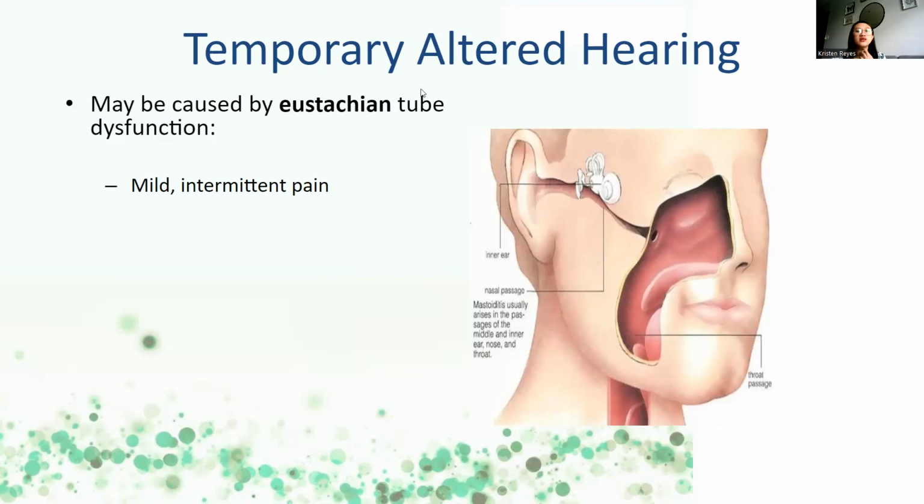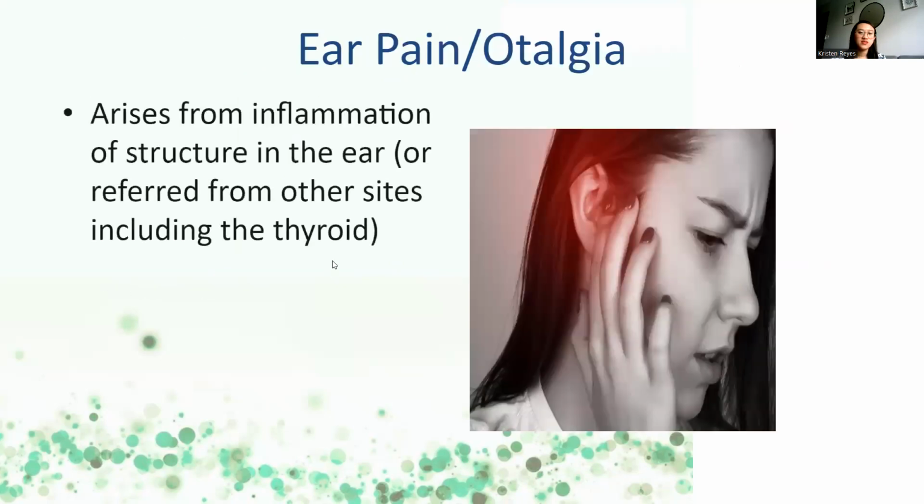Okay, again, here, temporary altered hearing may be caused by eustachian tube dysfunction, which is the tube that connects your middle ear to your nose. That's why when you have sipon or colds, sometimes there is ear pain and hearing is diminished, no? You feel a feeling of coolness in the ear, okay? So the medical term for ear pain is otalgia, okay?